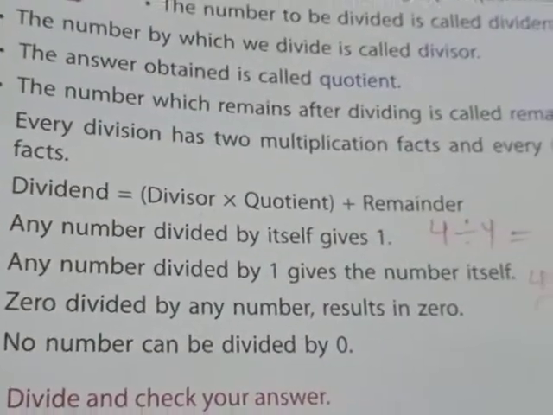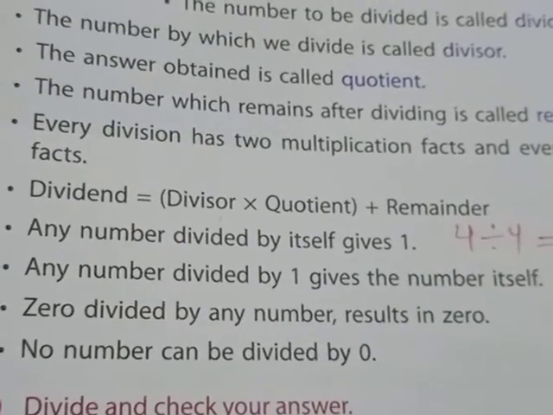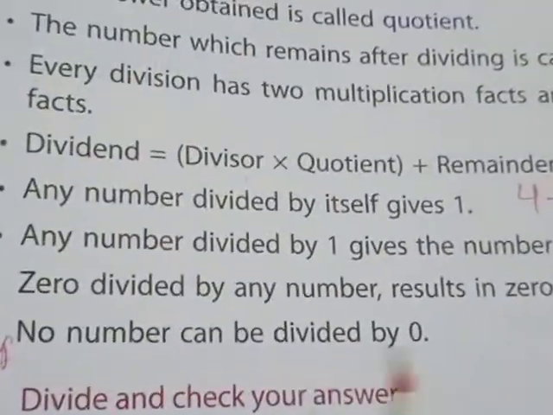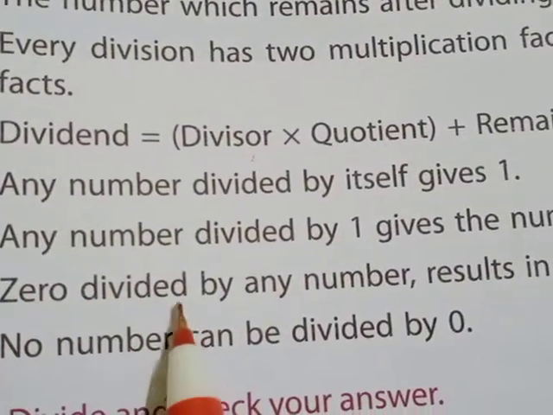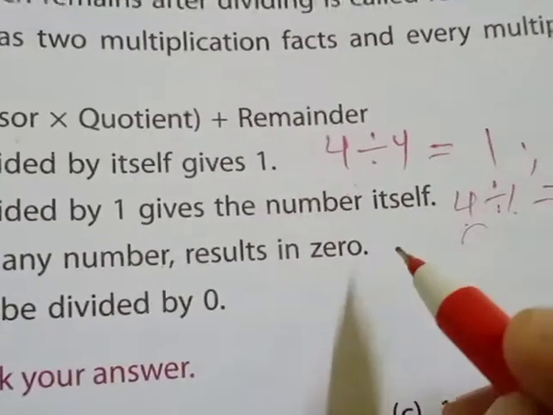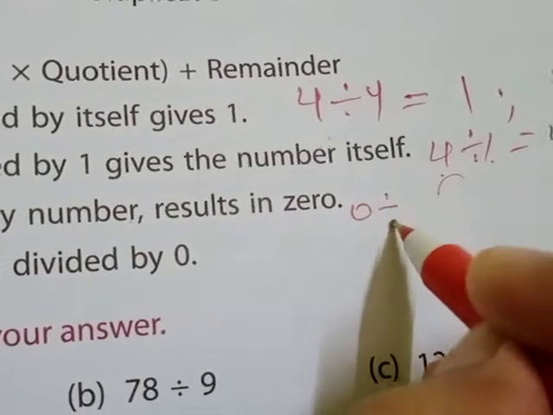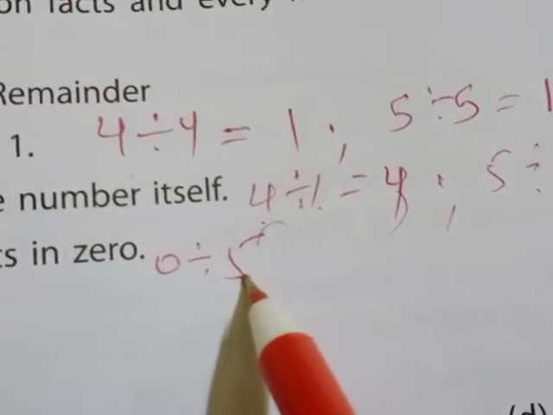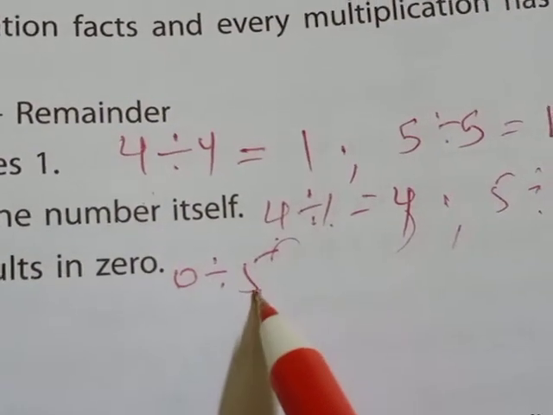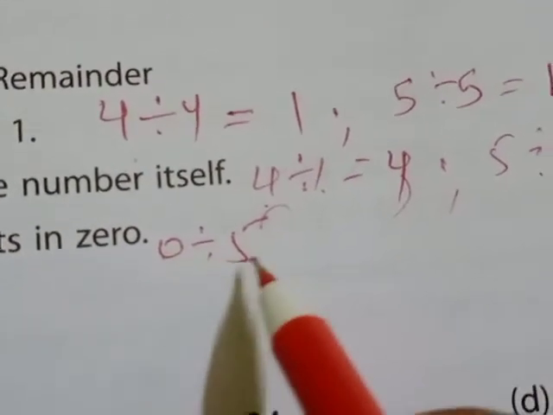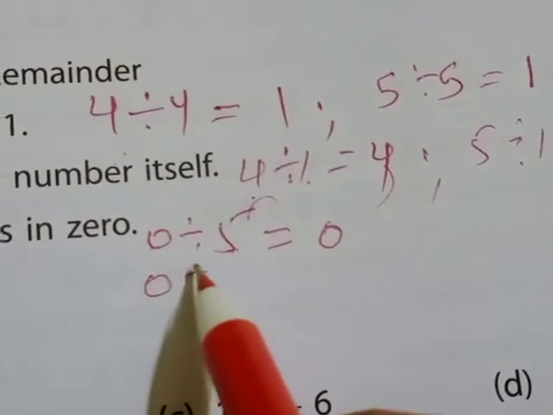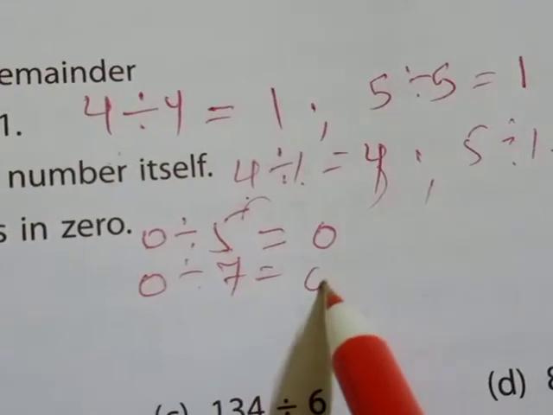0 divided by a number, the result is 0. Then no number can be divided by 0. This point is very important, keep it in mind. You see, 0 divided by any number, the result is 0. Suppose I am writing like this, 0 divided by 5. 0 I am dividing with 5. 0 is the dividend and 5 is the divisor. If this is the question, your answer will be 0. Okay, then if 0 is divided with 7, your answer will be 0.